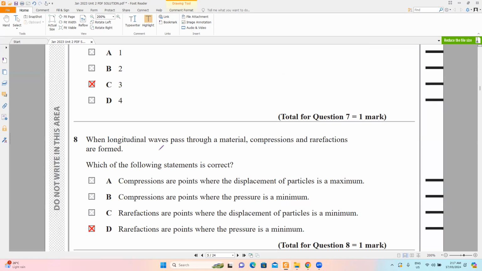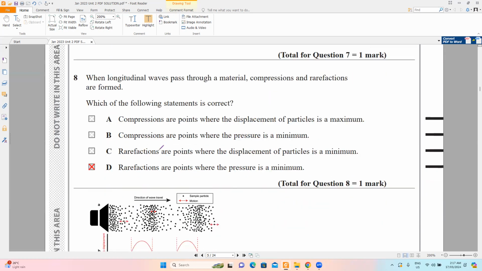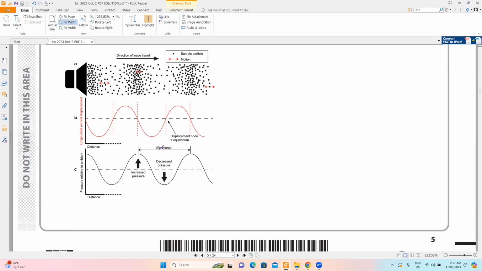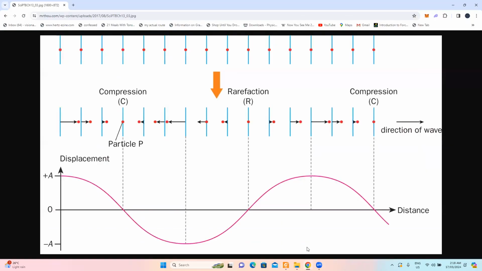When a longitudinal wave passes through a material, compressions and rarefactions are formed. Which of the following statements is correct? So it's better if I show you a diagram like this. Look at this. Here you have a rarefaction and here you have a compression.